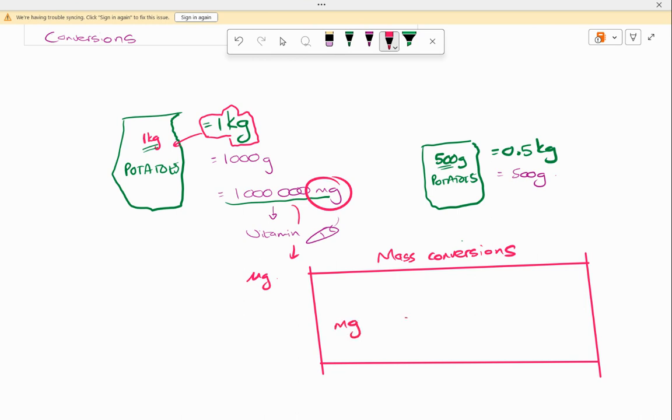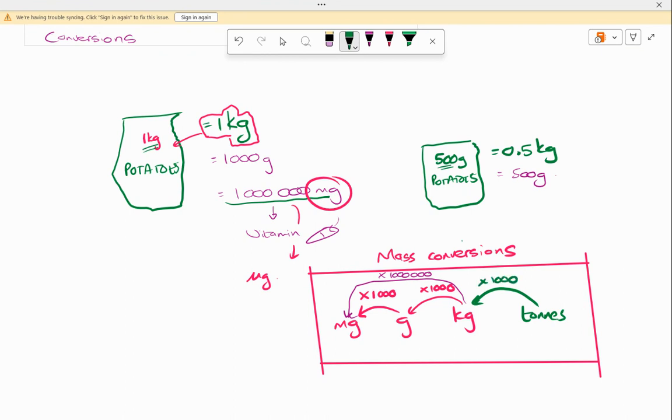So if I want to go from grams to milligrams, I have to multiply it by 1,000. If I want to go from kilograms to grams, I have to multiply it by 1,000. And so if I want to go from kilograms all the way down to milligrams, I have to multiply by 1,000 twice, which is 6 zeros, which is a million. Now there's one more, which is tons. Tons we use, for example, if we have a car, and that's 1,000 kilograms equals 1 ton.